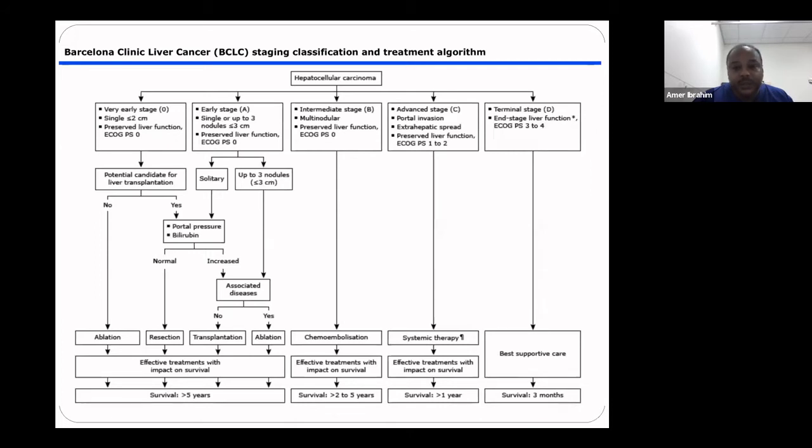In the intermediate stage, we can do chemoembolization for this patient. Effective treatment will definitely affect the outcome. If you could resect or ablate, the patient has a survival of more than 5 years, while in the other Barcelona advanced stages, the survival drops dramatically. In the very advanced or terminal case, the survival will be not more than 3 months.